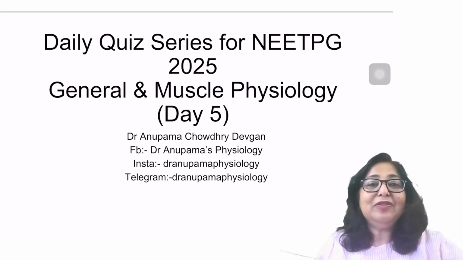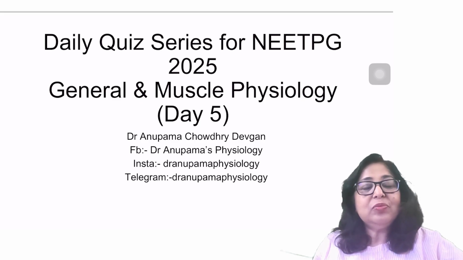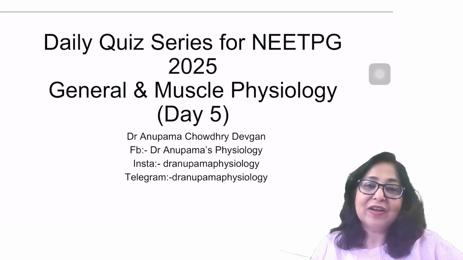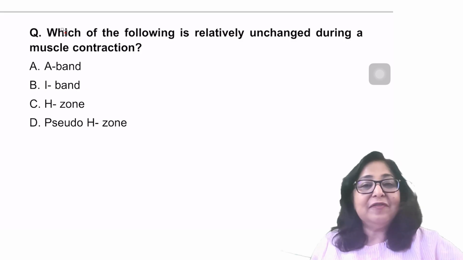We are in week 3. We are covering general physiology and muscle physiology in this week. In the previous 2 weeks, we have already covered CNS, nerve physiology, cardiovascular system, and respiratory systems. So let's have a look at the first question now.